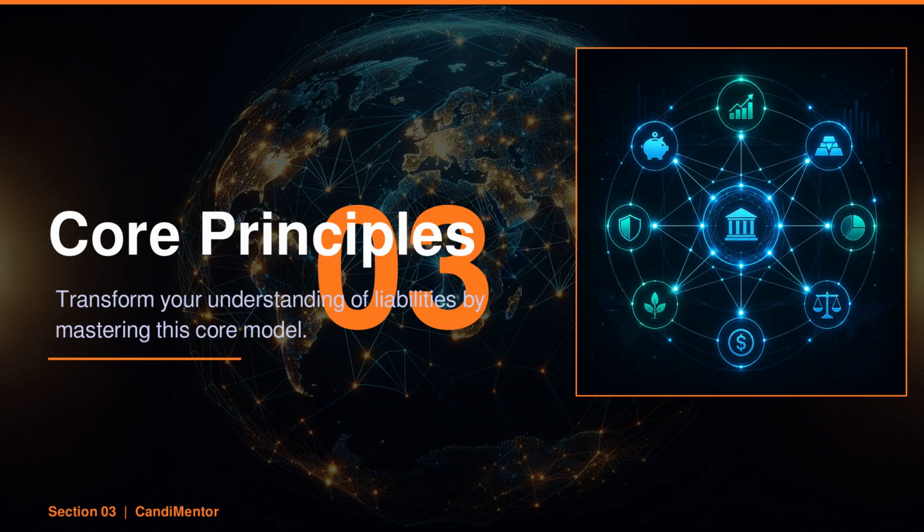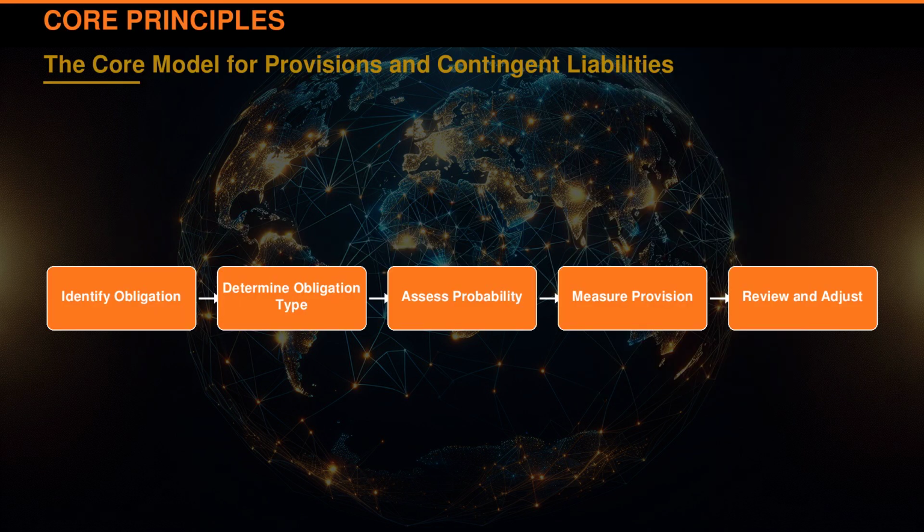Imagine a company facing potential legal claims or warranty obligations. The core model for provisions and contingent liabilities provides a structured approach to quantify and report these uncertainties. By applying this model, businesses can effectively recognize and measure financial obligations, enhancing transparency and decision-making. This is fundamental for stakeholders relying on accurate financial statements. The core model guides companies through recognizing and measuring provisions, crucial for accurate financial reporting.